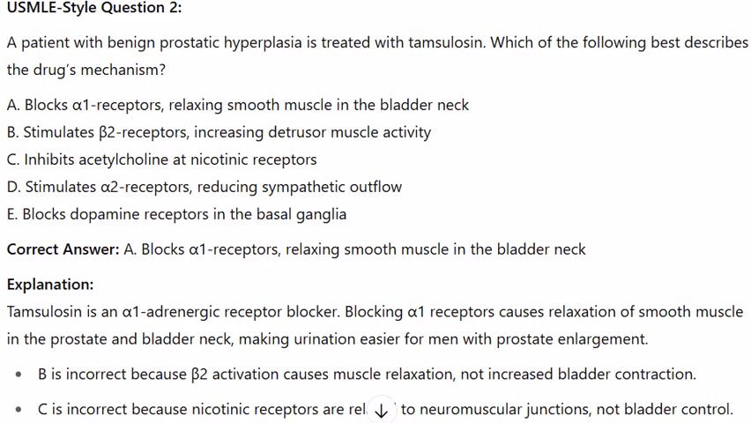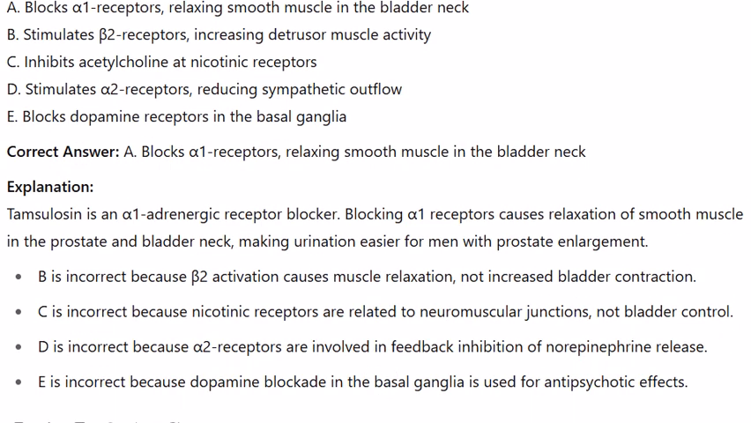C is incorrect because nicotinic receptors are related to neuromuscular junctions, not bladder control. D is incorrect because alpha-2 receptors are involved in feedback inhibition of norepinephrine release. E is incorrect because dopamine blockade in the basal ganglia is used for antipsychotic effects.